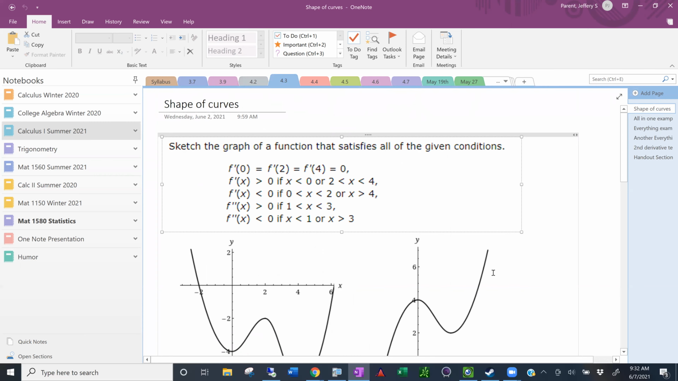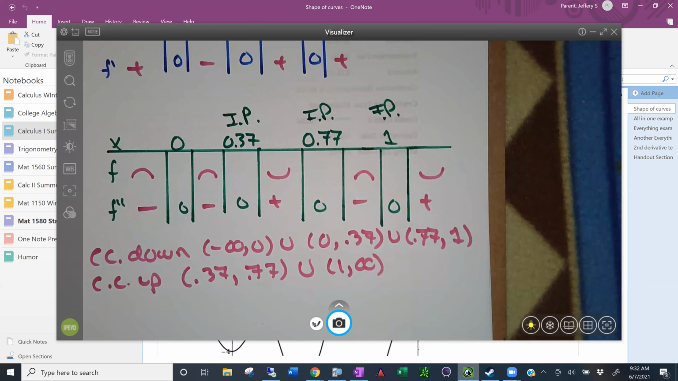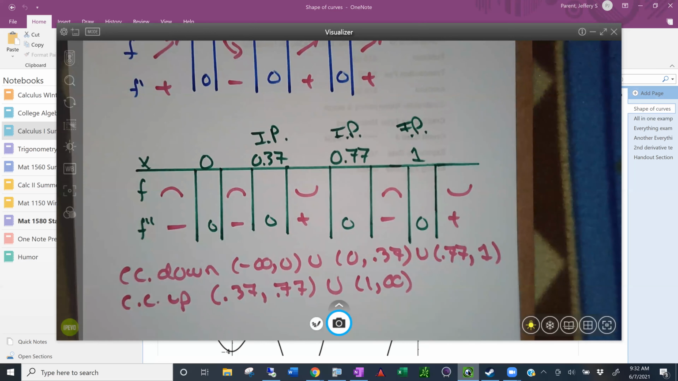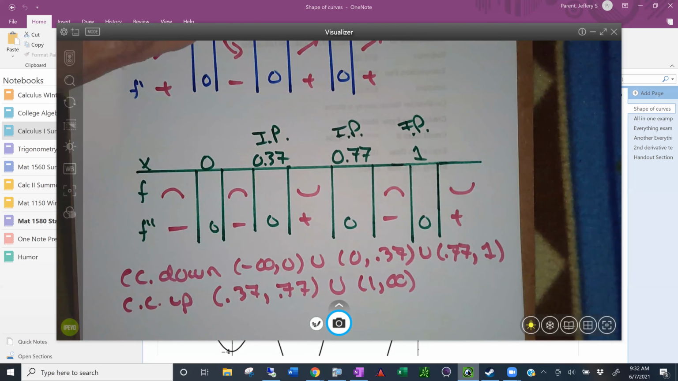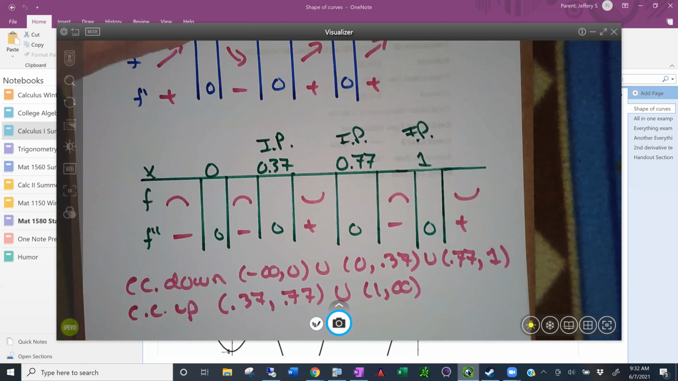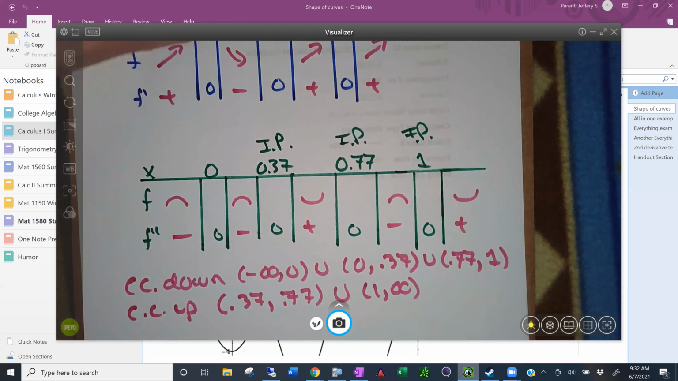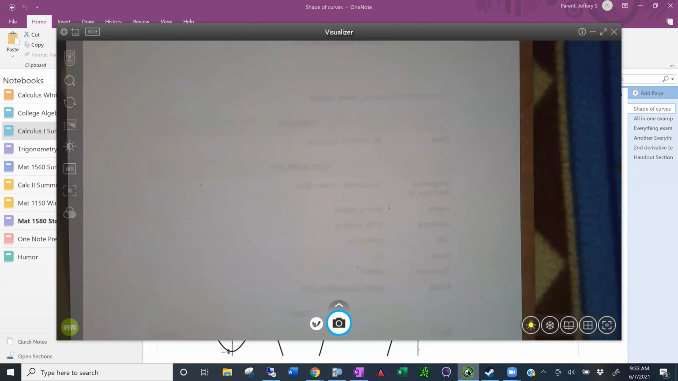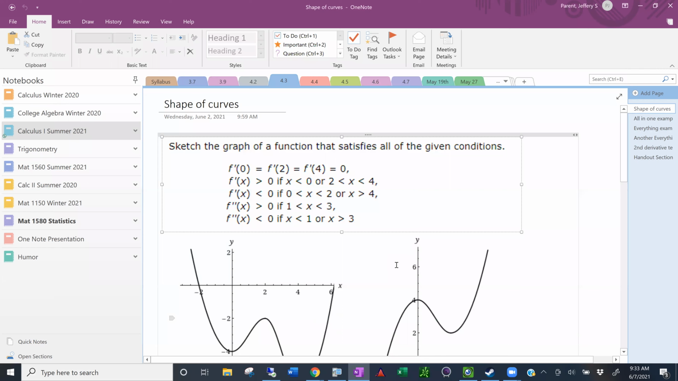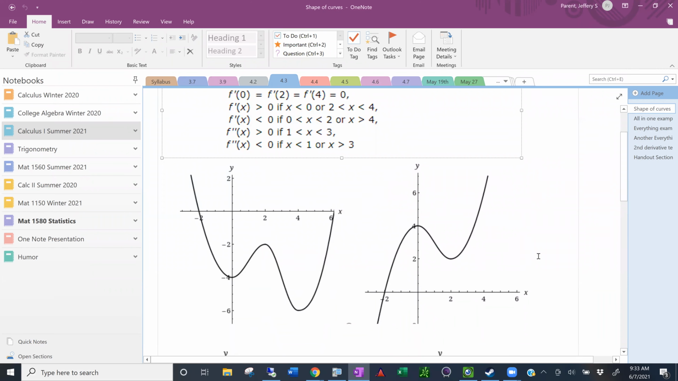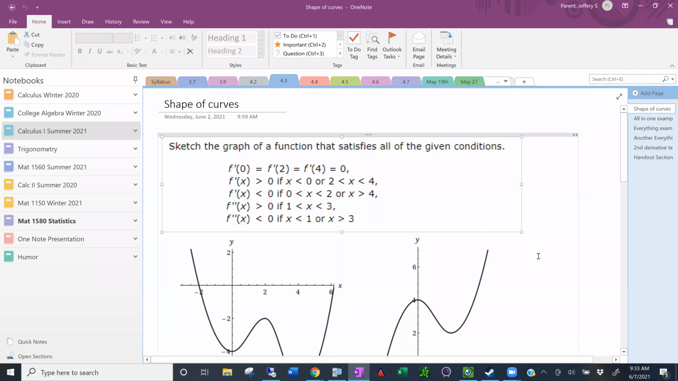Anything else on this one? All right, well, tell you what, let's take this as a little guide and apply it to a problem that you could see in WebAssign. In fact, one that I took from WebAssign. It's this one. It says sketch the graph of a function that satisfies all of the given conditions.